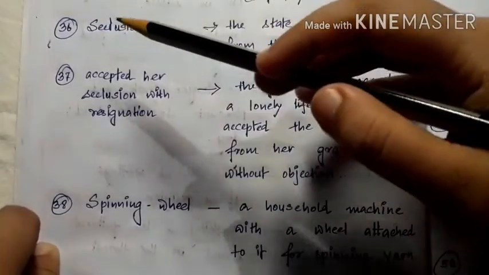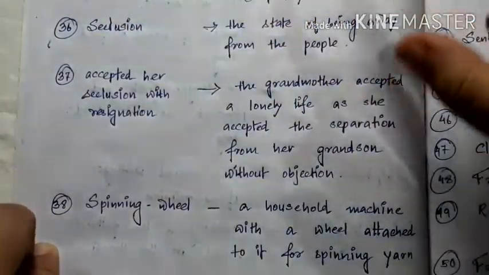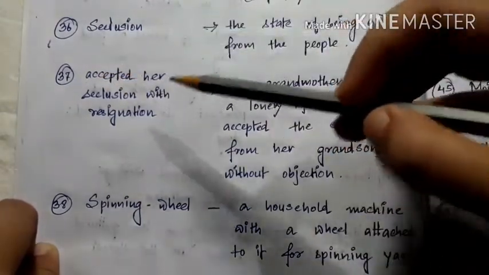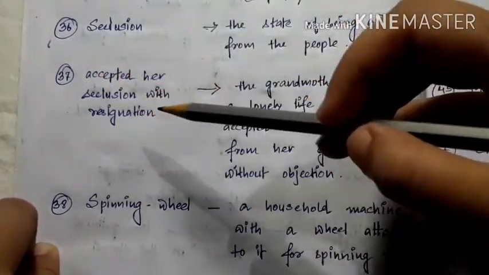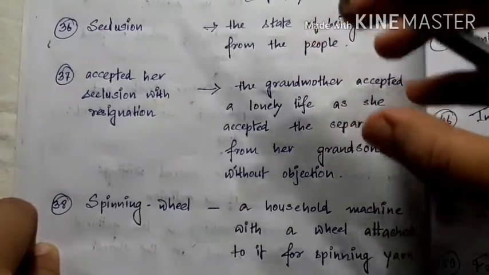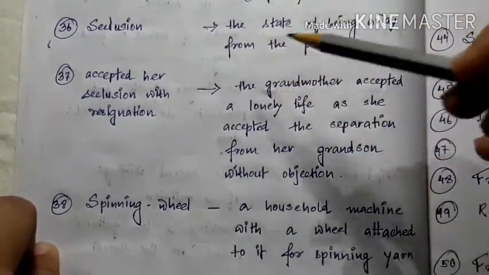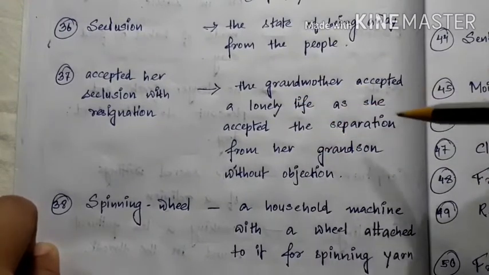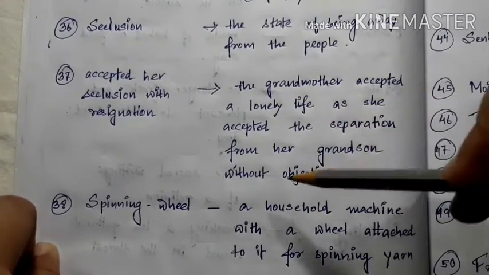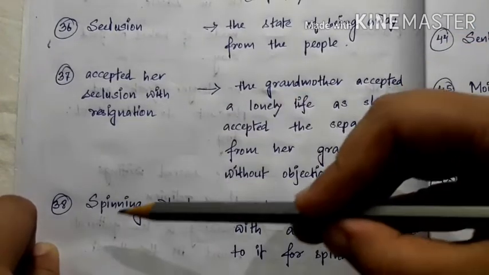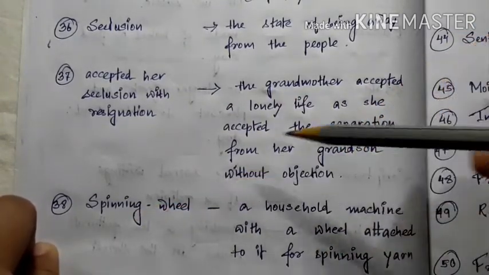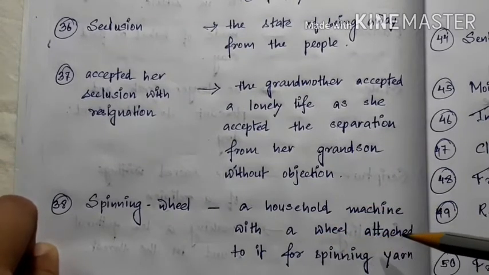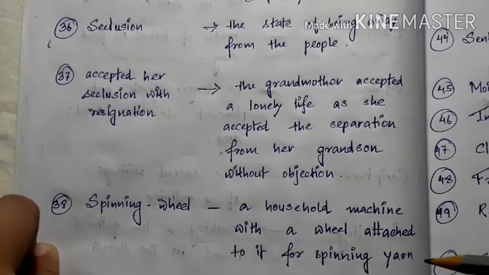Number 36, okay, I have just read it. Now, number 37, accepted her seclusion with resignation. This is a phrase within the story, the meaning of which is the grandmother accepted a lonely life as she accepted the separation from her grandson without objection. Number 38, spinning wheel, meaning a household machine with a wheel attached to it for spinning yarn.